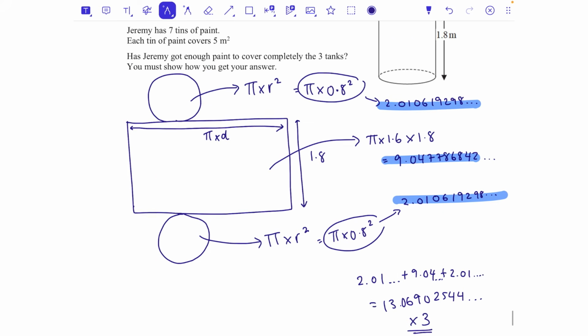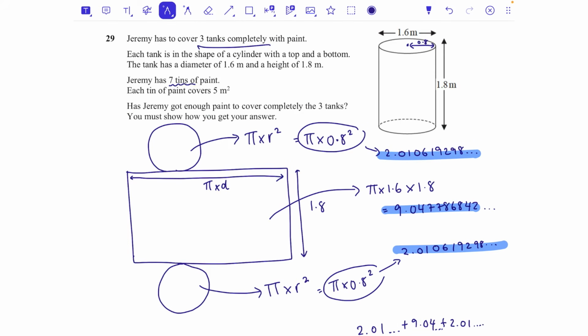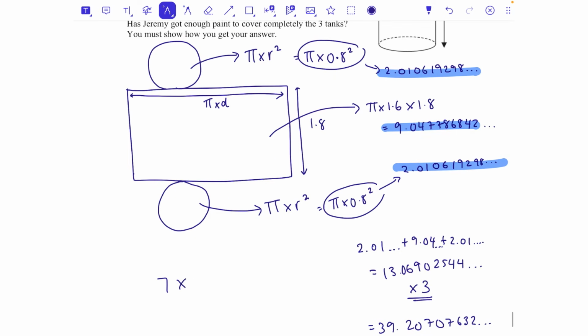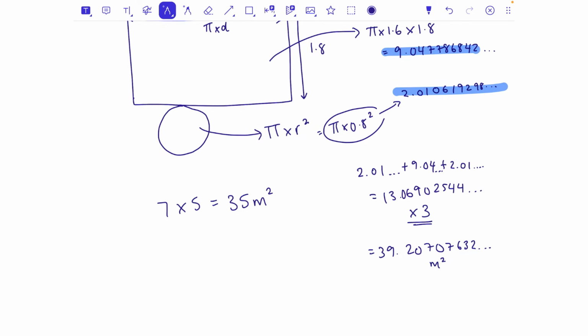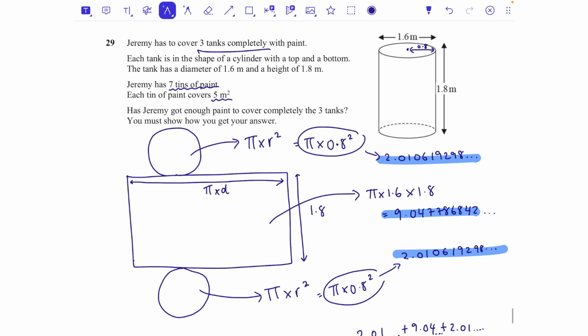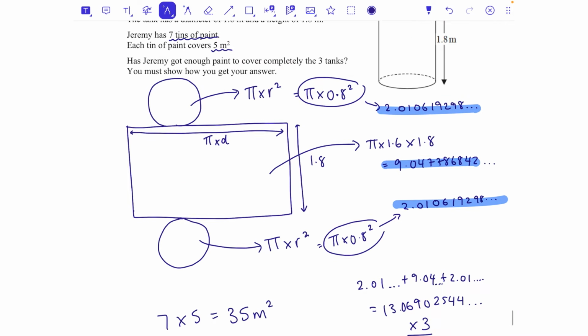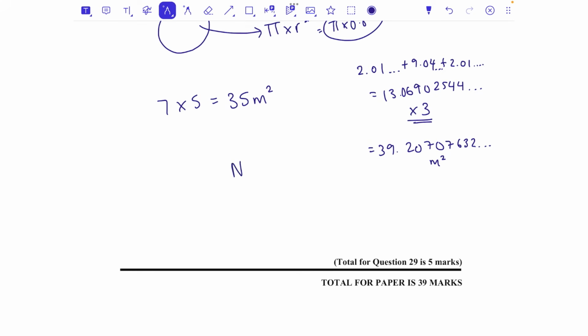Now, each tin of paint covers 5 meters squared. So he's got 7 tins of paint. So 7 tins of paint, 5 meters squared, means that 7 times 5, he can cover 35 meters squared. But our tanks are 39.2. The question is, has Jeremy got enough paint to completely cover the 3 tanks? And the answer is no, he does not have enough.